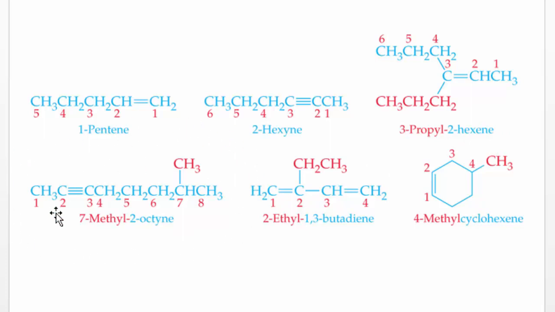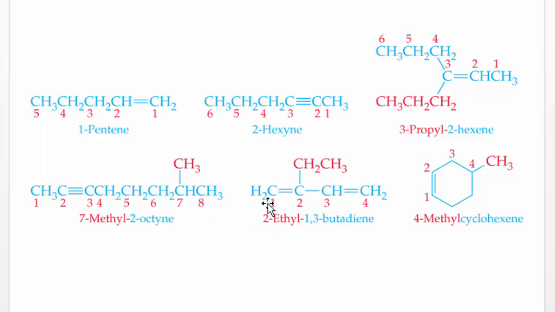And here again, with this compound, we said we begin numbering from the side that is near to the triple bond, and this is a substituent, so the name is 7-methyl-2-octyne.